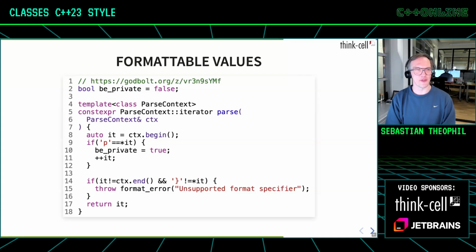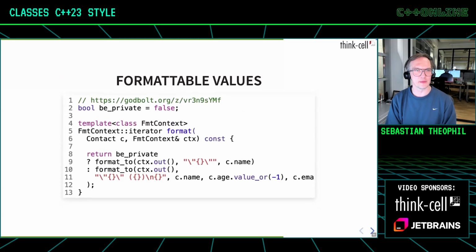So we are just dereferencing the iterator. We are checking if that's P. We are storing that in our std::formatter specialization. And we also have to check if we're done with parsing or if there are any unsupported format specifiers. And that's already a very simple implementation. And then we can use that in std::format. And so if we want to be private, then I'm just printing my name. And otherwise, I'll tell you everything I know about myself.